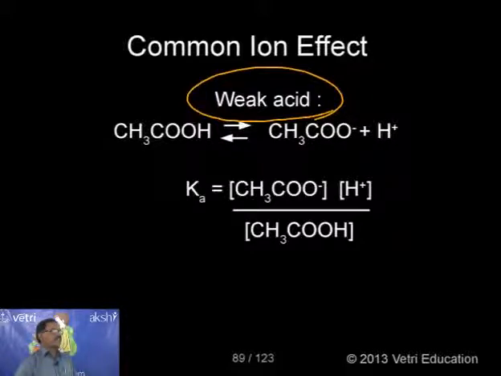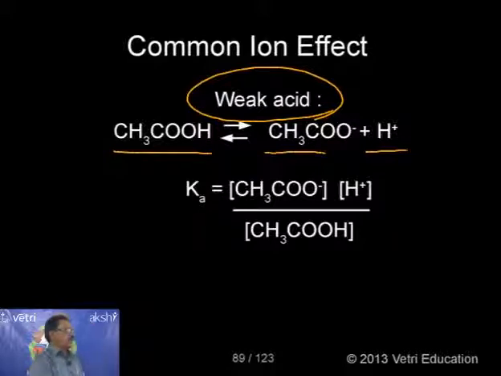Kindly follow, I have already explained to you, acetic acid is a weak acid. So it undergoes ionization to produce acetate ion and H+. It's a reversible equilibrium because only a very small amount is undergoing ionization, a larger quantity is still in the form of acetic acid. So it's an equilibrium. There is an equilibrium between ionized and unionized, in this case weak electrolyte acetic acid. So acetate ion and H+ are in equilibrium with the unionized acetic acid molecule.